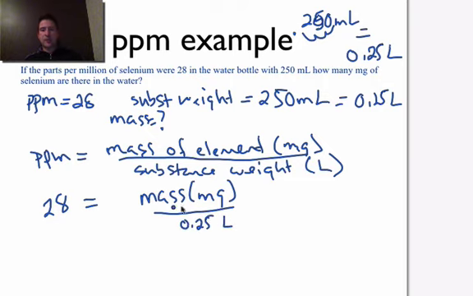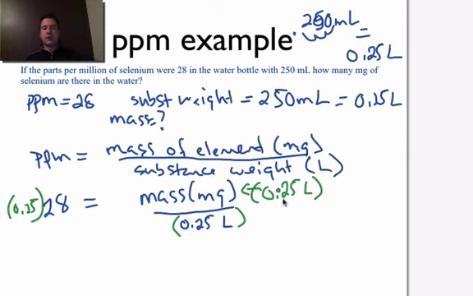Now, how do I isolate this right here? Well, I want to get it out of the denominator position into the numerator, so I'm going to multiply both sides of the equation by 0.25 liters. And now this one is crossed out, because 0.25 liters divided by 0.25 liters is going to equal 1. And mass times 1 is always going to be the same number.